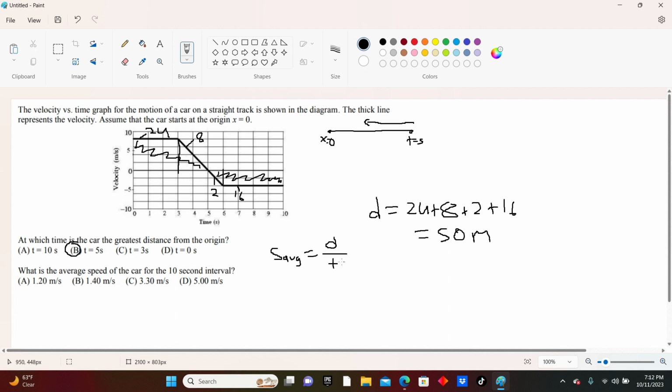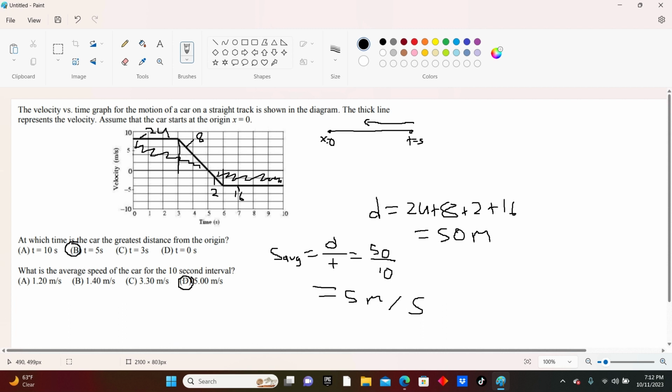Now we can plug in our values. Our distance is 50 and our time is 10 seconds, so 50 divided by 10 equals 5 meters per second. So our answer to the second part is D, 5 meters per second.